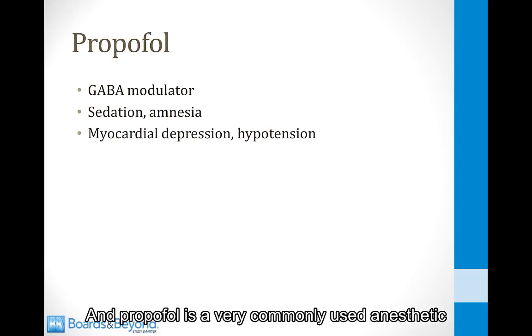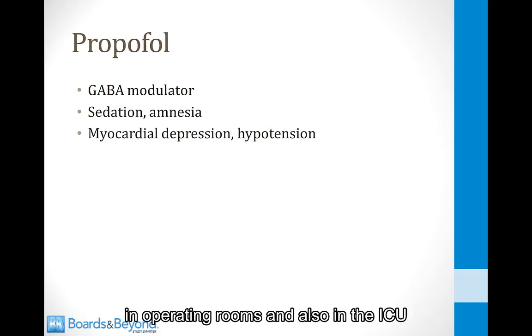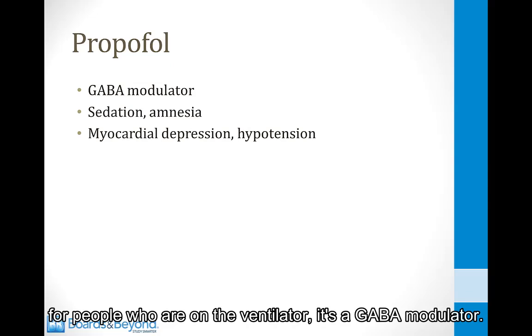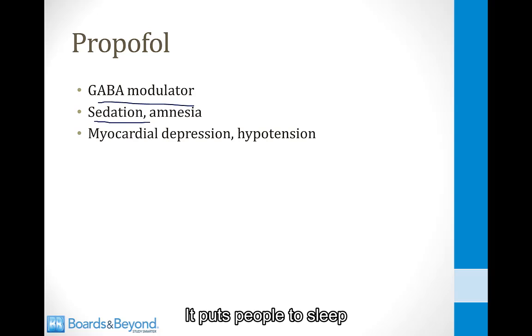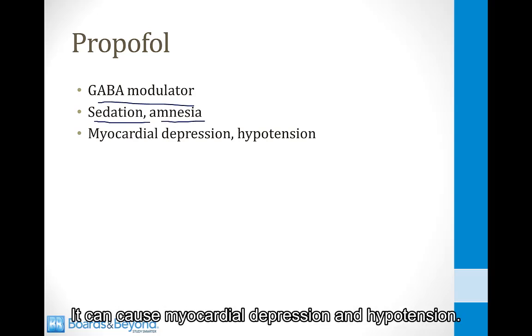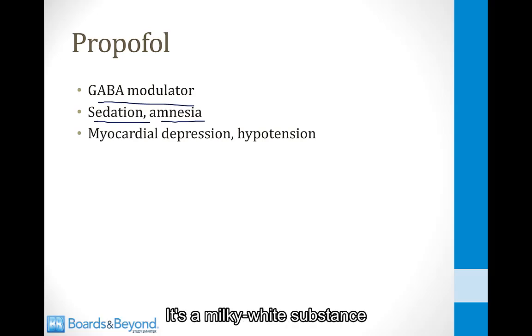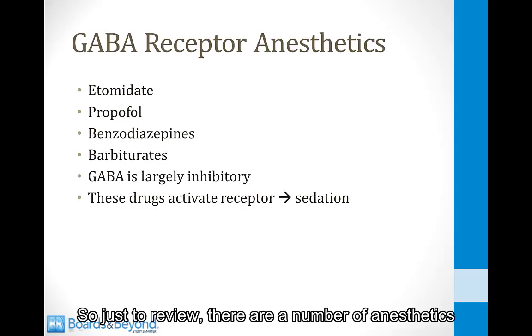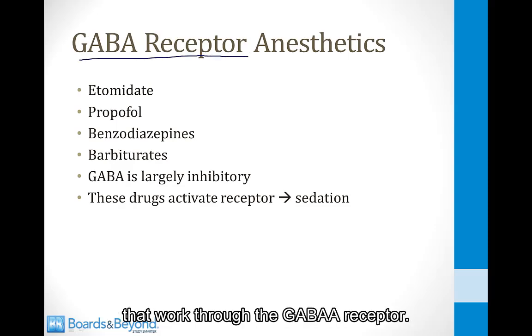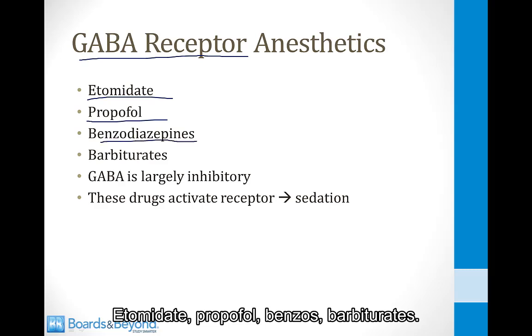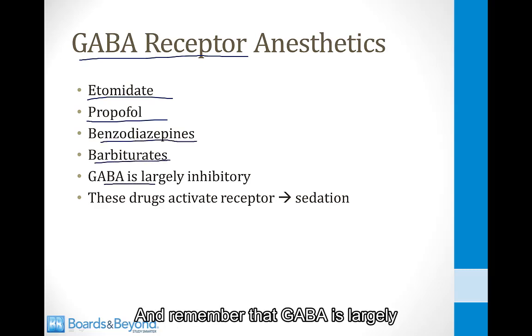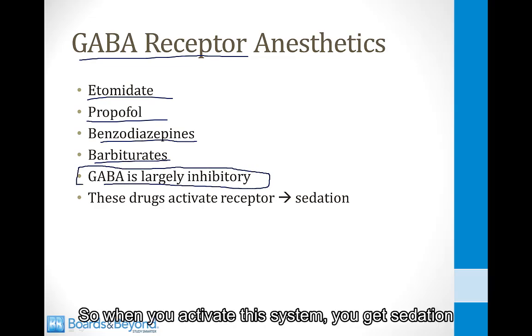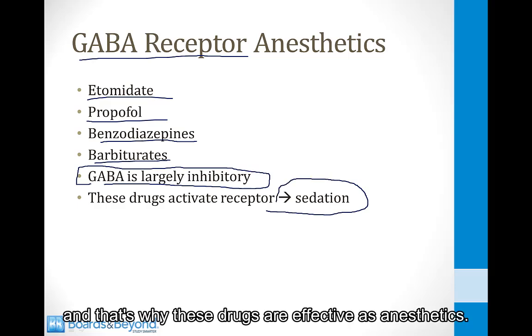And propofol is a very commonly used anesthetic in operating rooms and also in the ICU for people who are on the ventilator. It's a GABA modulator. It puts people to sleep and they don't remember anything after the drug. It can cause myocardial depression and hypotension. It's a milky white substance that you drip into people's veins, and it's very effective as an anesthetic. So just to review, there are a number of anesthetics that work through the GABA receptor: etomidate, propofol, benzos, barbiturates. And remember that GABA is largely an inhibitory neurotransmitter, so when you activate this system, you get sedation, and that's why these drugs are effective as anesthetics.